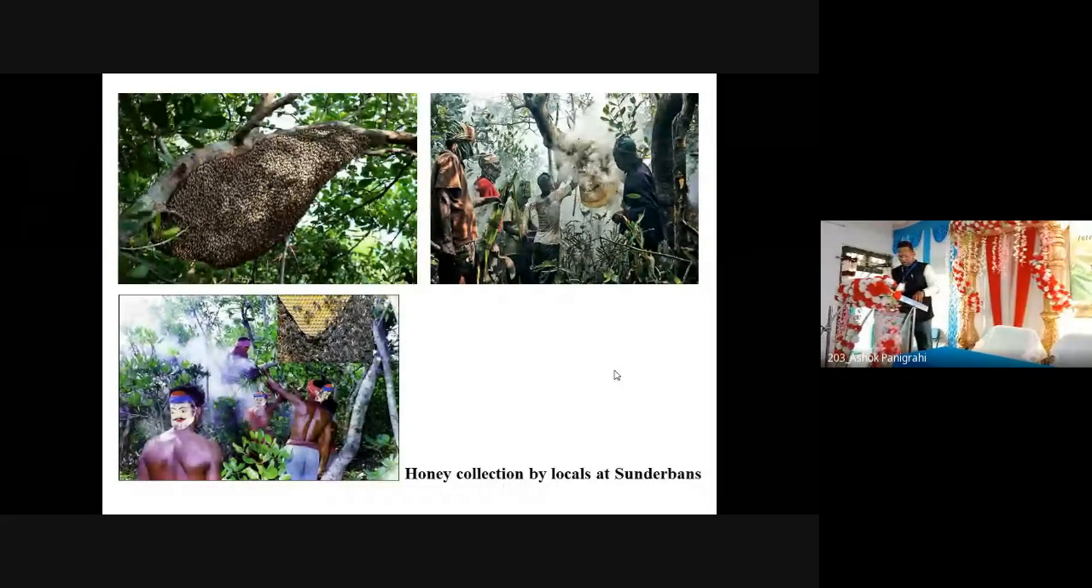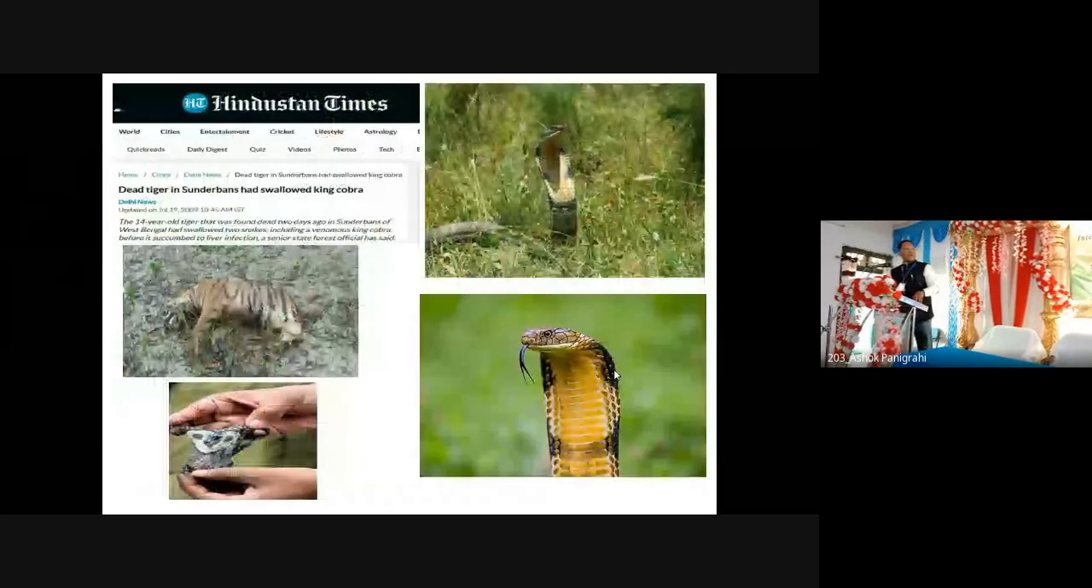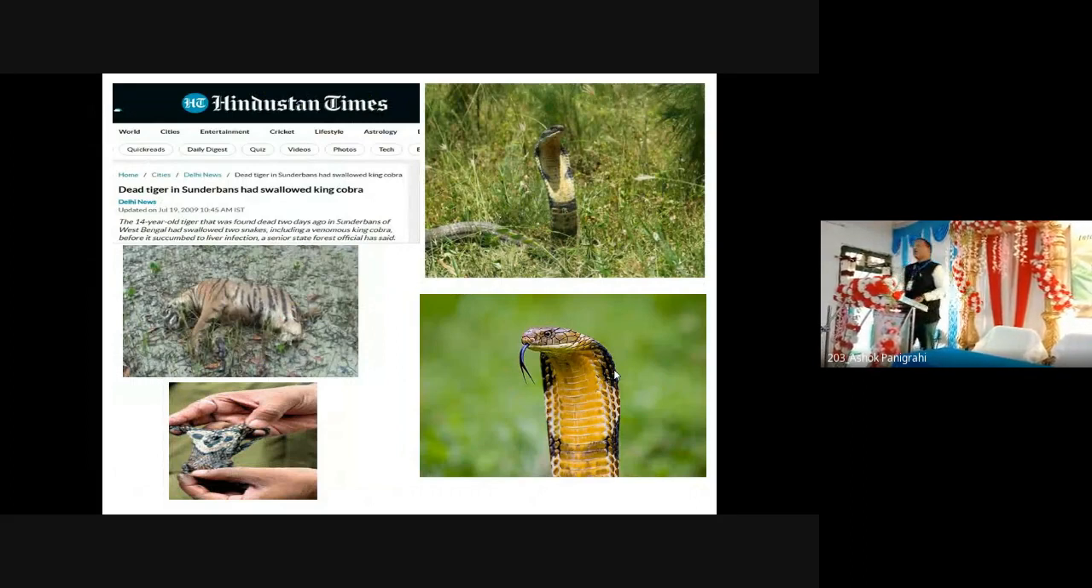Another important thing I observed in Sundarban in 2009 was that one tiger died by a king cobra. Both are predators in the ecosystem. But how is this ecosystem food chain disturbed, such that a tiger is forced to eat a king cobra? We need to understand that. There are publications on why the tiger is eating the king cobra. We need to understand why this behavior is changing. It is due to climate change, we need to understand.